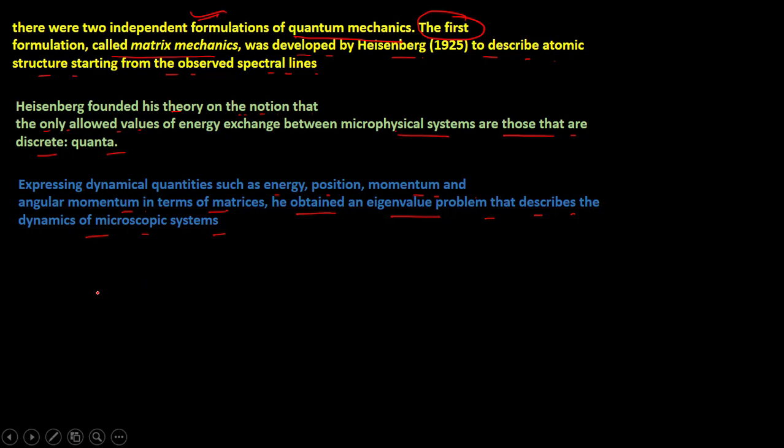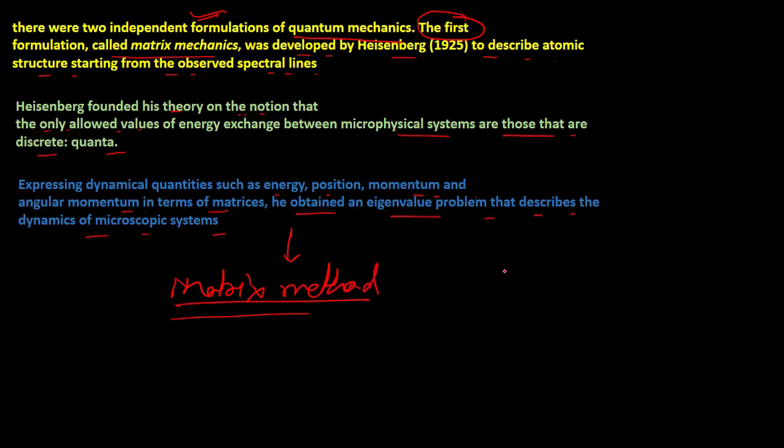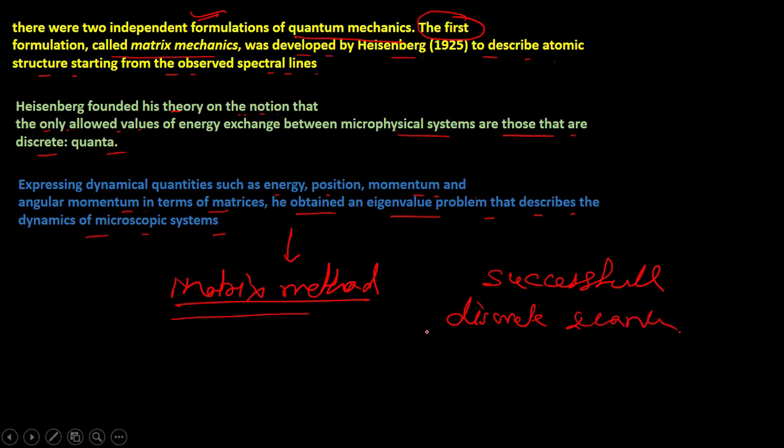So here the matrix method, mainly Heisenberg came forward with the matrix method. It was very successful in accounting for discrete quanta, the discrete quanta of light emitted and absorbed by atoms. Now, instead of the matrix eigenvalue problem, and in matrix we will also see the eigenvalue problem.